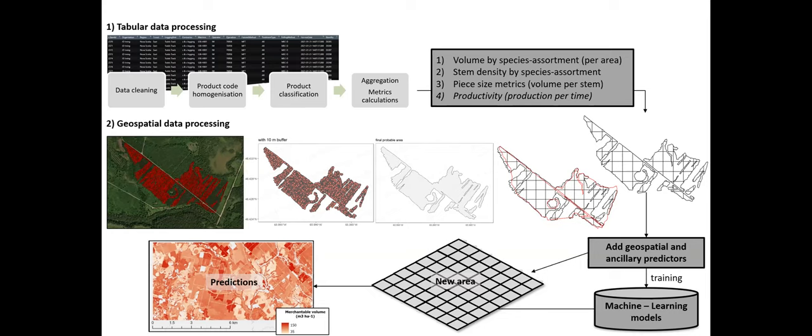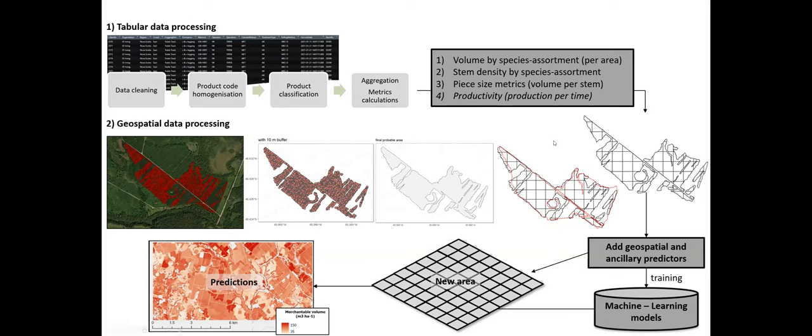So in the tabular data processing aspect, there are a few observations that need to be cleaned. We want to work with actual merchantable products. So we get rid of products that are too small or too thin, or products that are not labeled properly in terms of coordinates. Because with this project, we need products that are labeled correctly in the field.